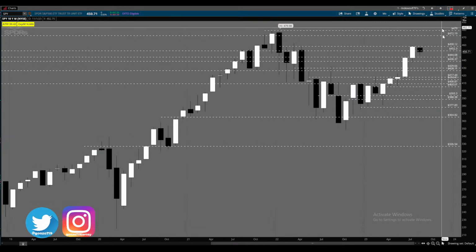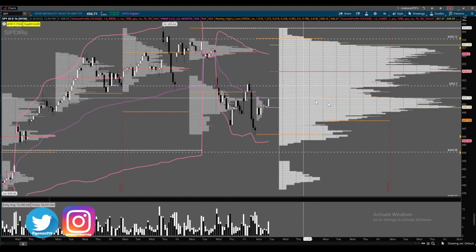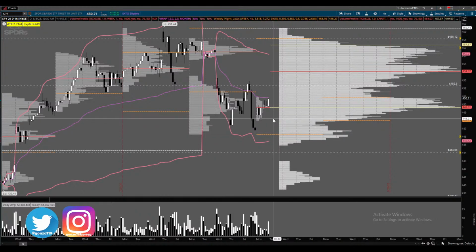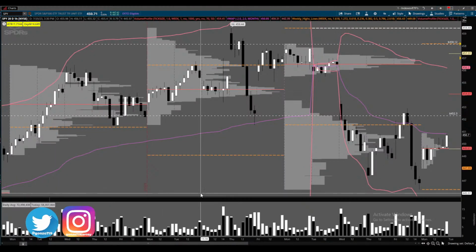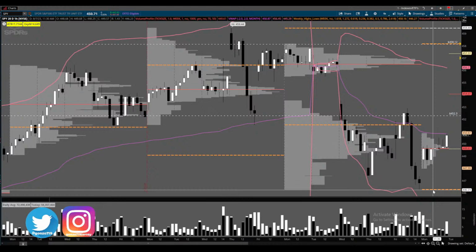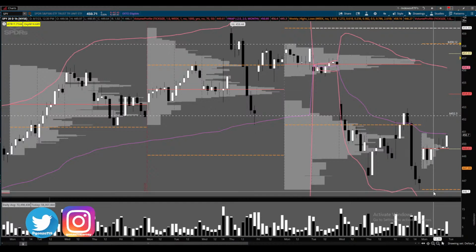Here's monthlies. Here's the profile. Probably going to move this most traded price down to 449. Now let's look at my weekly and monthly levels. I'm going to zoom in here. What does this signify? The orange is last week's highs and lows.